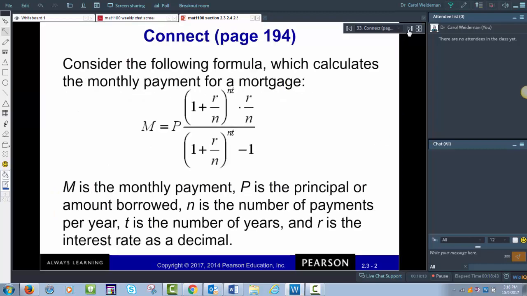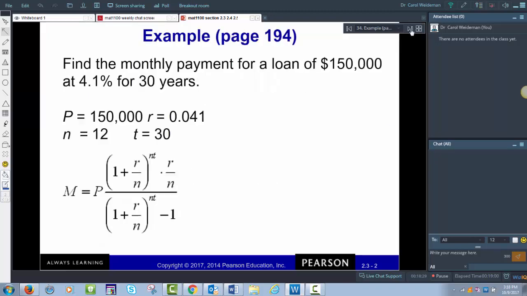Try another one. This is a formula for a mortgage payment, monthly payment. M is the amount of the monthly payment. P is the amount we borrowed. Again, N is the number of payments per year, which is generally 12. T is the number of years for the mortgage, and R is the interest rate as a decimal. So let's try a problem.